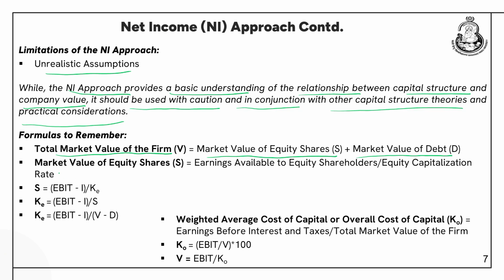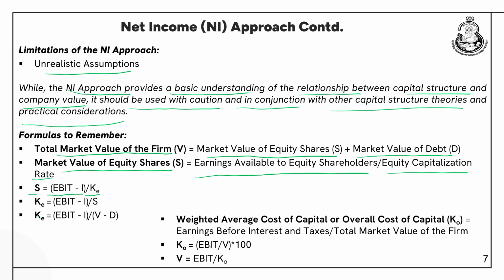The next is the market value of equity shares. How can you calculate this? You can calculate this by taking the earnings available to equity shareholders and dividing this by the equity capitalization rate, right. Here we are representing the market value of equity shares as S, and when we say earnings available to equity shareholders, this is nothing but what you get if you take out the interest from the EBIT. You divide this by the cost of equity, or the equity capitalization rate, and you get the market value of equity shares.